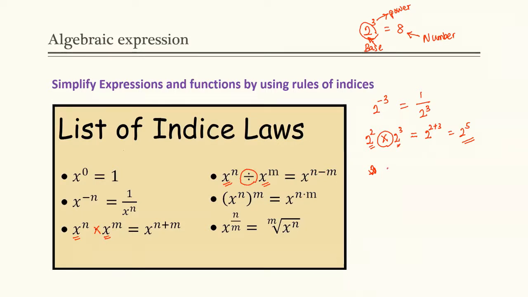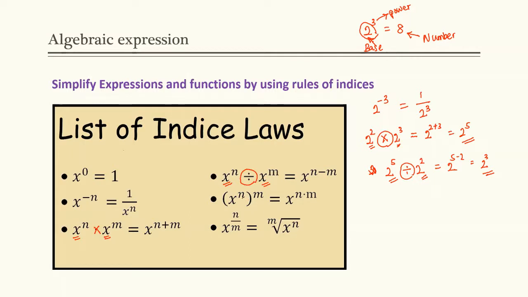For example, 2 to the power 5 divided by 2 to the power 2. Then the answer should be what? The base is the same, base is 2, and there is division. So we can deduct these power values, 5 minus 2. So it should be equal to 2 to the power 3. Laws of indices.